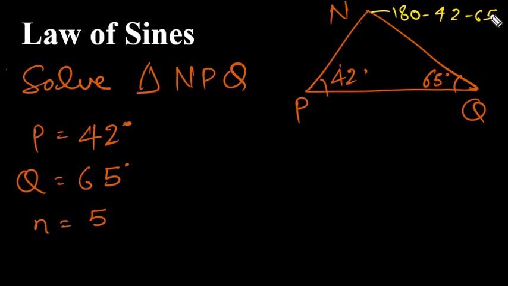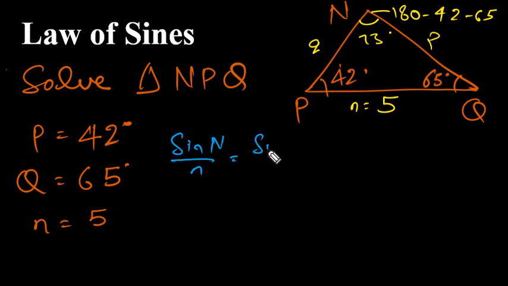Do this in the calculator and let's see how much we will get. 180 minus 42 minus 65, and I'm getting 73. So angle N is 73. Now opposite to this is small n, 5. Opposite to this will be small p. Opposite to this will be small q. Now we need to find p and q also. Use the sine law, and that is sine capital N over small n is equal to sine capital P over small p is equal to sine capital Q over small q.